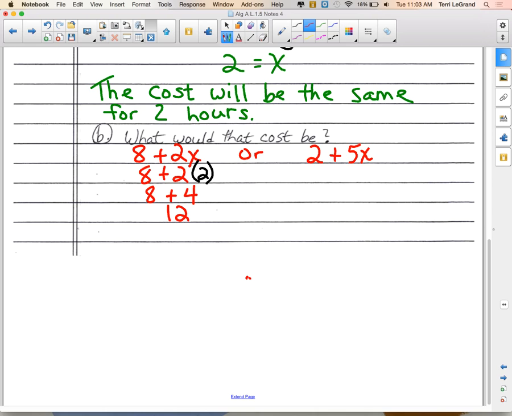Now, we really only need to do one or the other. That's why we put the word or in there. But should we get the same thing in the other one, if we did it right? 2 plus 5 times 2. Remember that after 2 hours, they're the same. So we have 2 plus what? 10. And 2 plus 10 is 12. So we get 12 either way, don't we?